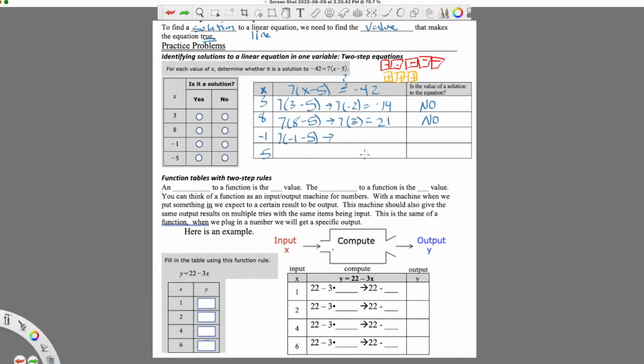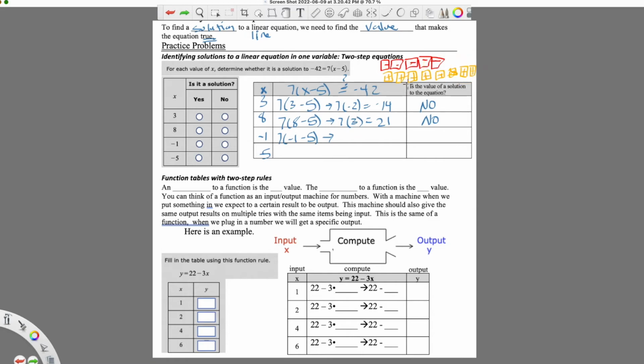Same thing when I had the 8. If I drew 8 of them, 5, 6, 7, 8, now I have 8. When I cross these off, all the negatives cross off, and I have a positive 3. So that's where my positive 3 came from.